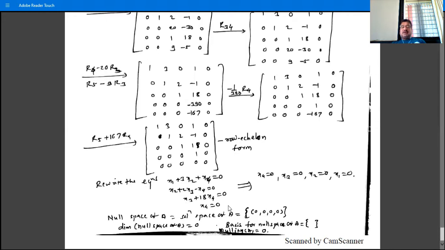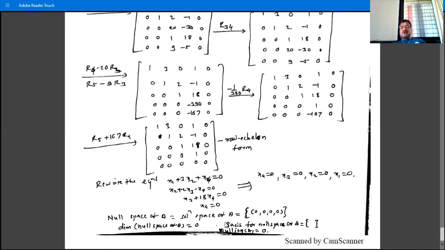And it means if we assign 1 variable, then the nullity of the matrix is 1. If we assign 2 variables, then the nullity of the matrix is 2. If we assign 3 variables, then the nullity of the matrix is 3. But here, no variables are assigned, that is, 0 variables are assigned, and therefore the nullity of the matrix is 0. Nullity of A is 0.